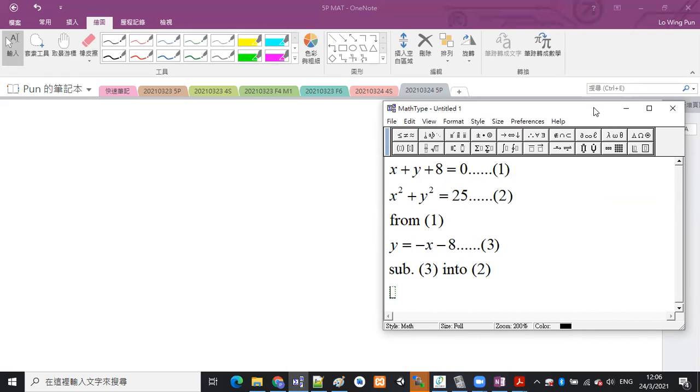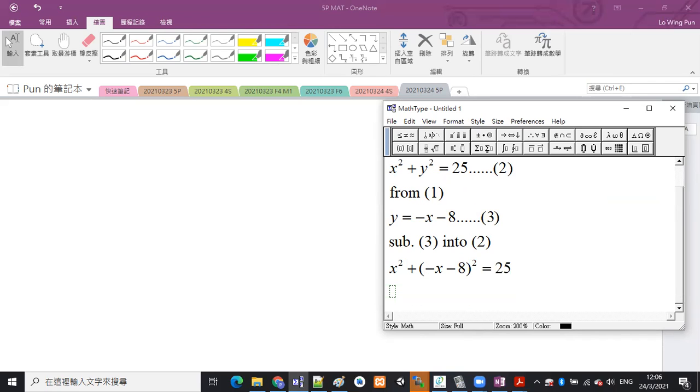So substitute equation 3 into equation 2. Equation 2 is x squared plus y squared, and it becomes x squared plus the y becomes negative x minus 8, and then bracket squared is equal to 25. Okay, and you need to expand the bracket very carefully.